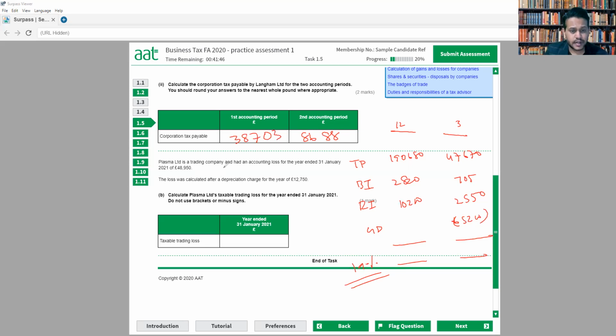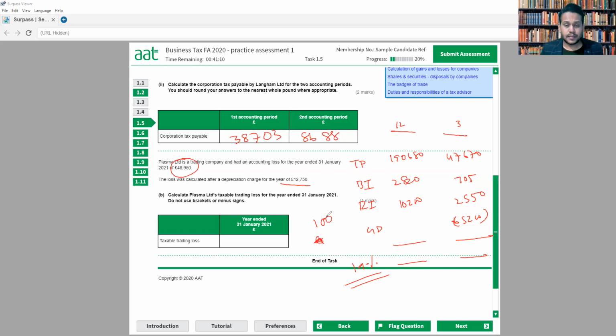And the next one, they said Plasma Limited is a trading company, had an accounting loss for the year ended 31st of January, 48,000. So they make a trading loss, okay? The loss was calculated after a depreciation charge for the year 12,750. Remember that depreciation is a non-cash item and it is not allowable expenditure for tax purposes. So if my loss is 100 and the depreciation is included, that means your loss is not 100. You have to add back the depreciation. So that means you have to reduce the loss.